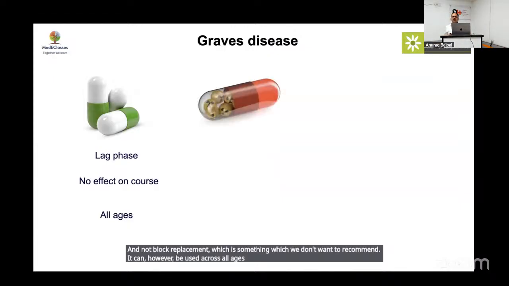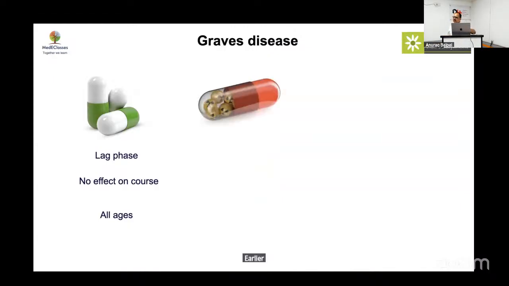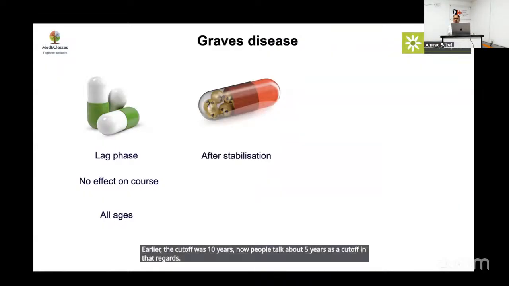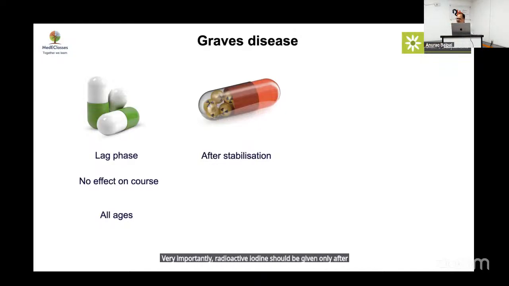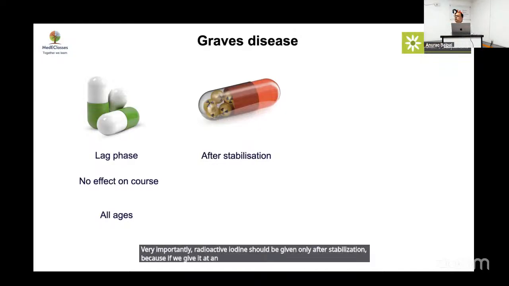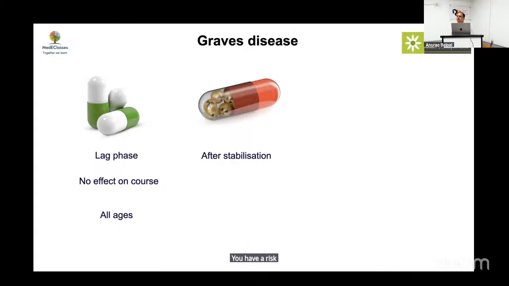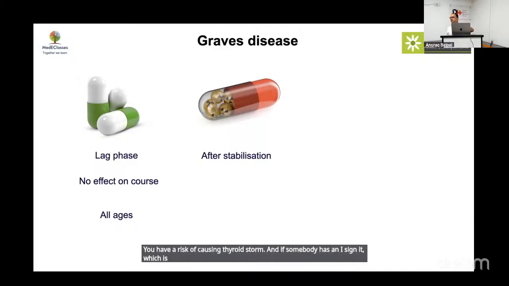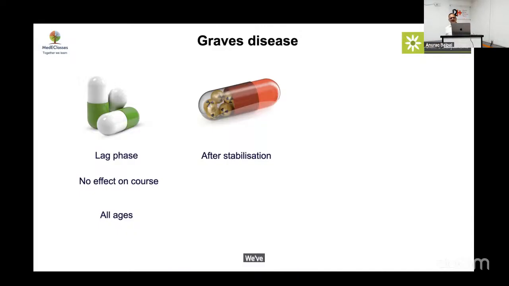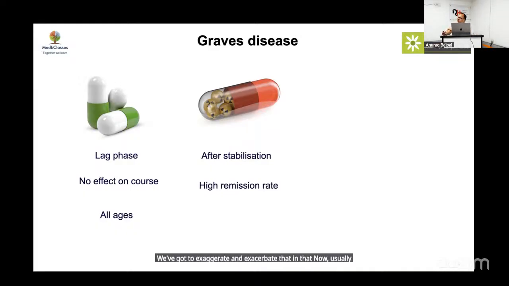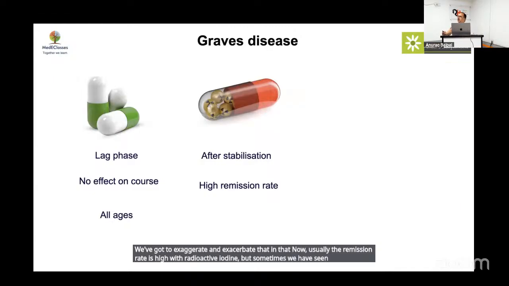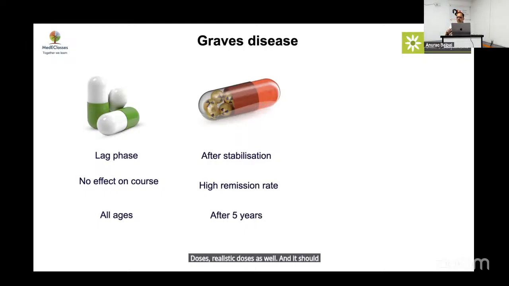And we talk about radioactive iodine. Earlier, the cutoff was 10 years. Now people talk about 5 years as a cutoff in that regard. Very importantly, radioactive iodine should be given only after stabilization, because if we give it at an early stage, you have a risk of causing thyroid storm. And if somebody has an eye sign, which is an active eye disease, you have to be very cautious because it may exacerbate that. Now, usually the remission rate is high with radioactive iodine, but sometimes we have seen that you require up to 2 doses, rarely 3 doses as well, and it should be done after 5 years.